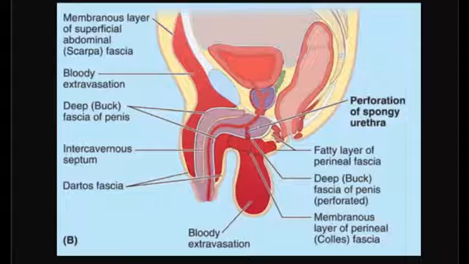In such an event, urine and blood will extravasate into the superficial perineal pouch. As this pouch fills with blood and urine, the fluid can also surround the scrotum and penis deep to dartos fascia and may even be found in the abdomen, filling the space between Scarpa's fascia and the investing fascia of the abdominal muscles.